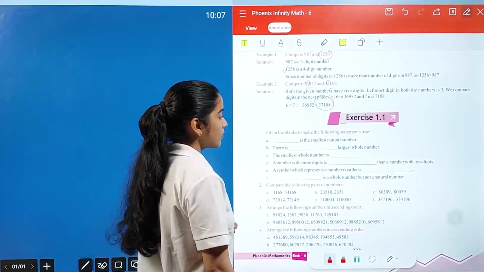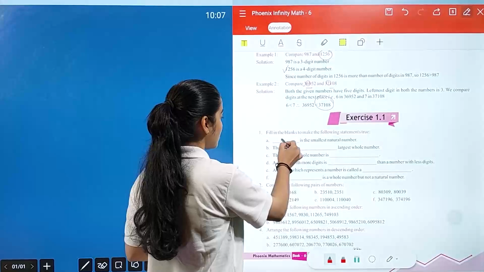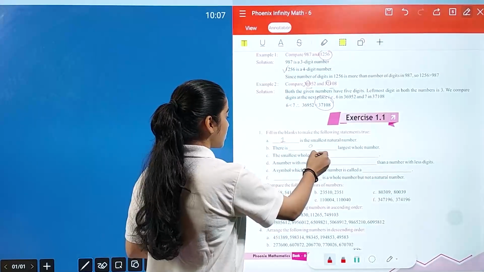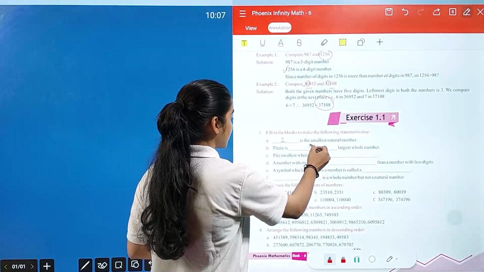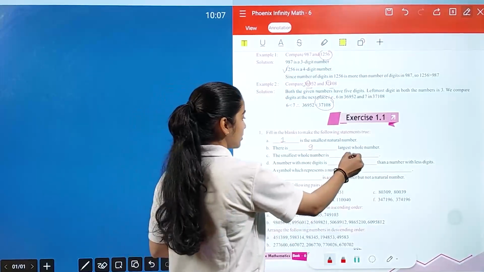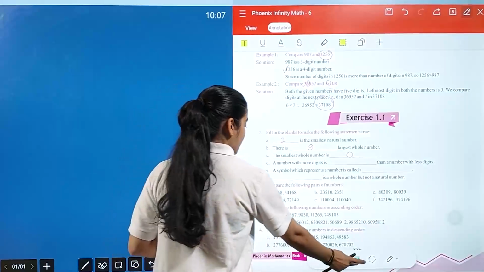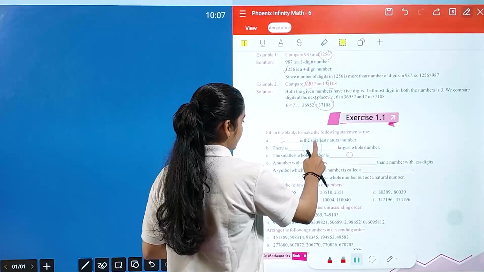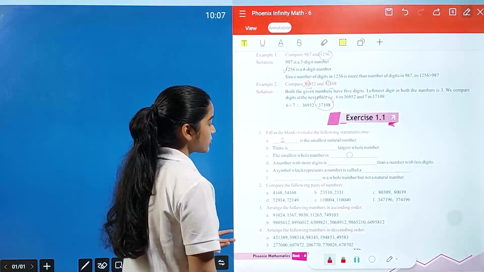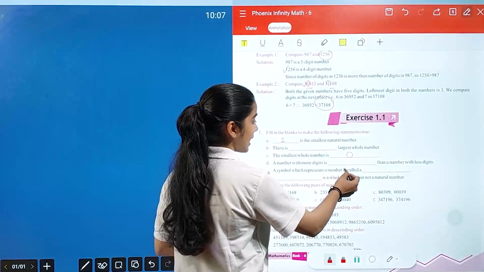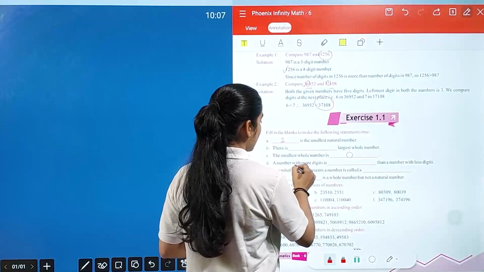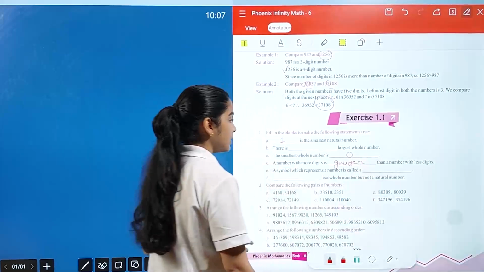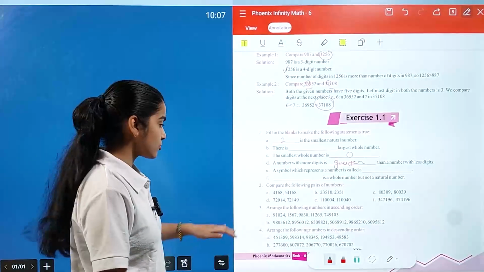Fill in the blanks to make the following statements true. Dash is the smallest natural number. There is no largest whole number; for 9 we cannot say largest, there is no largest whole number. The smallest whole number is 0. A number with more digits is greater than a number with fewer digits. The rest of the two blanks you have to solve on your own.